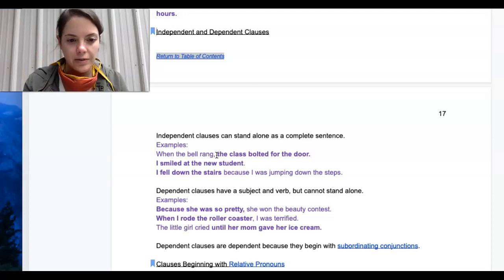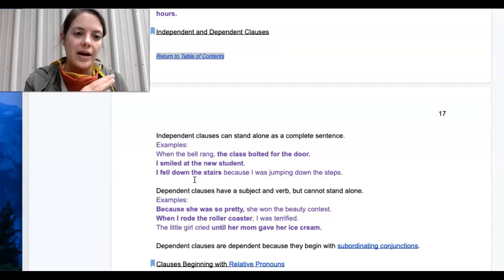We'd have a sentence. Okay, I smiled at the new student. That's a complete sentence. It's a clause. Got our subject and verb, I smiled. I fell down the stairs. I could end the sentence there, put a period at the end, okay, and that would be a complete sentence, so that makes it an independent clause.